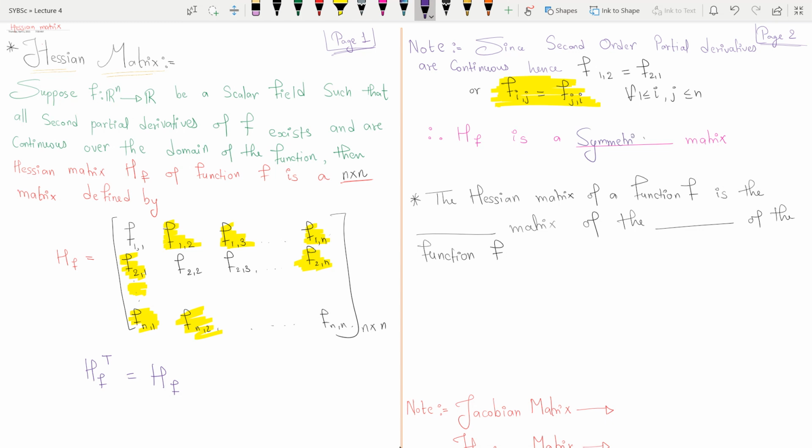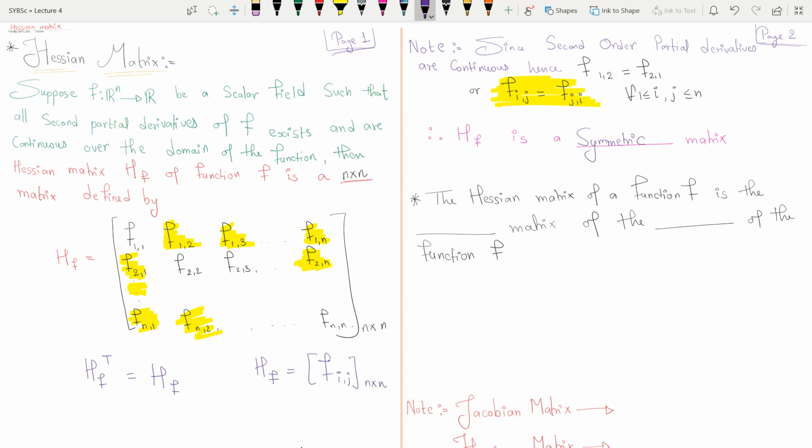Okay, so note these things down, because from the MCQ point of view, the small points are really important. First of all, if f is from Rn to R, then the dimension of the Hessian matrix is n cross n. The Hessian matrix entries are nothing but f_ij. In matrix form, I can write Hf as the matrix of f_i,j, correct? And it is an n cross n matrix.